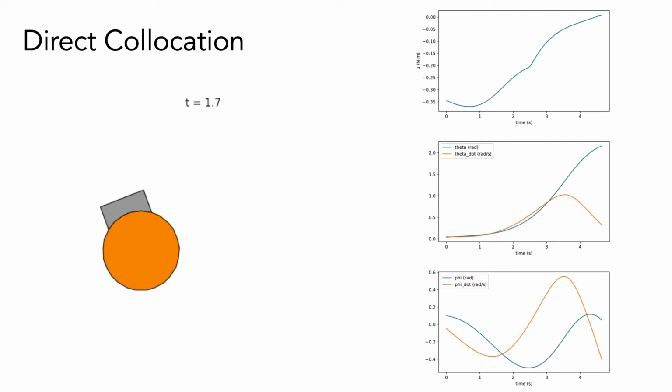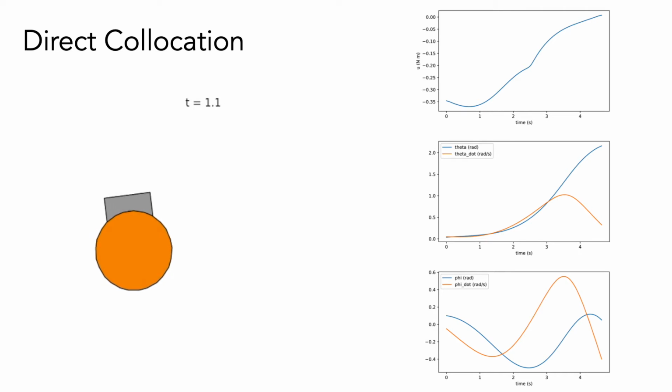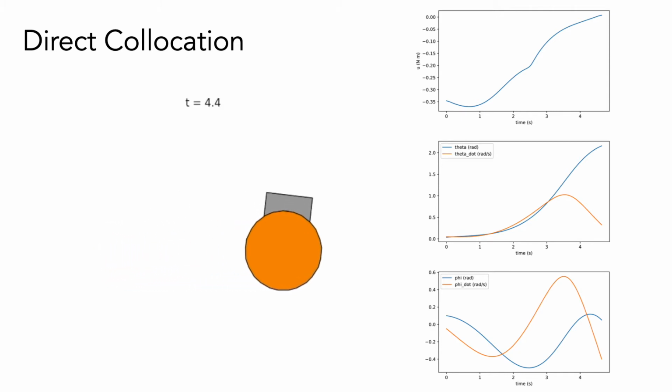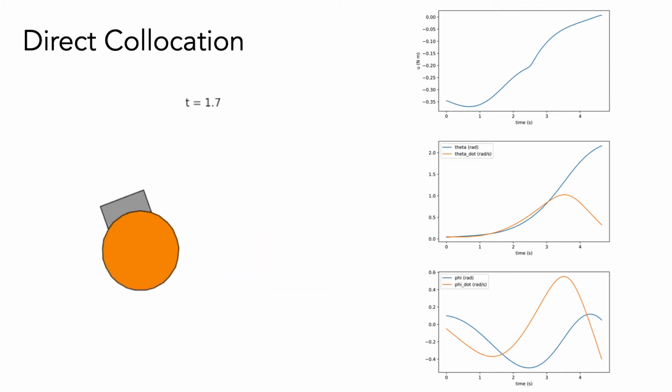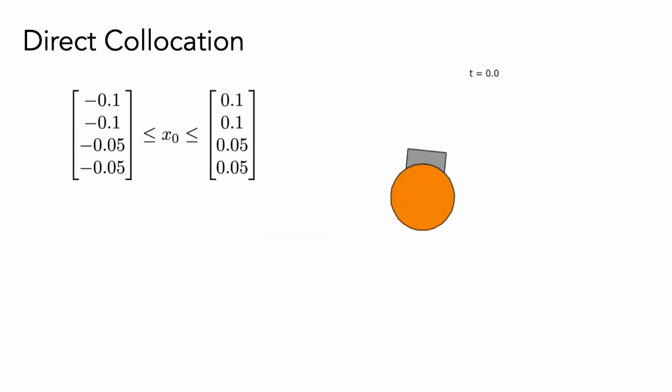To create the trajectory, I used a technique called direct collocation. This converts the robot's dynamics into a nonlinear optimization problem. In this case, I wanted to find the trajectory that minimized the square of the input torque while obeying a few constraints. The first set of constraints are the start and the end points of the robot.